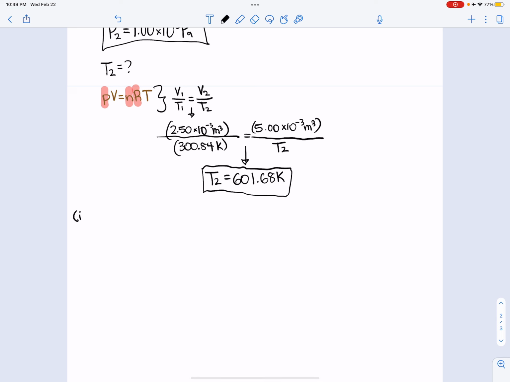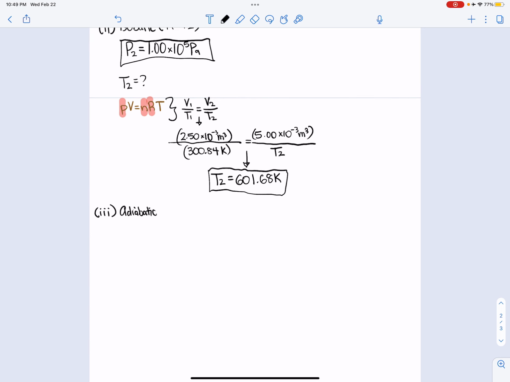Okay, moving on to the third scenario, which was adiabatic. Adiabatic, right? So we are looking for our final pressure and final temperature, right?